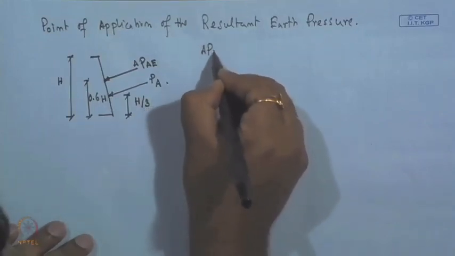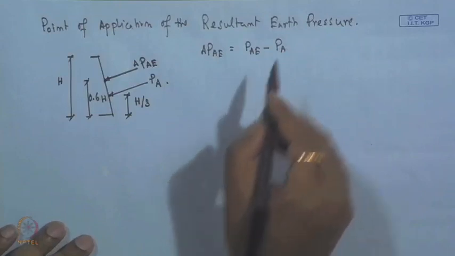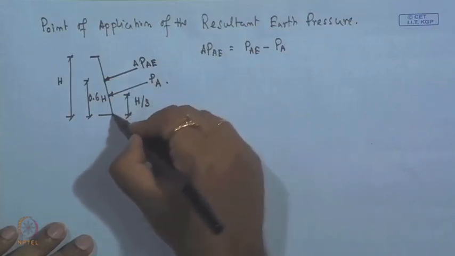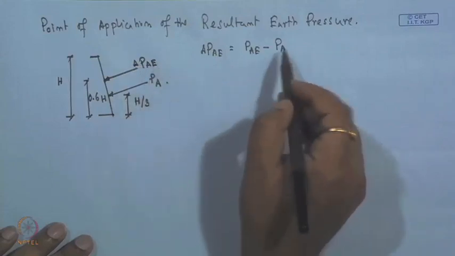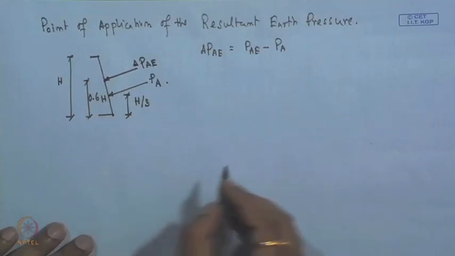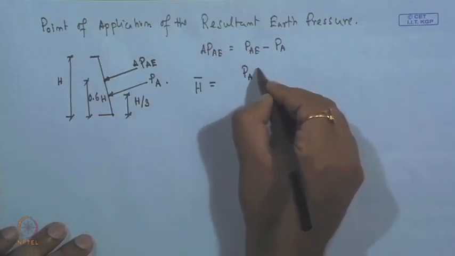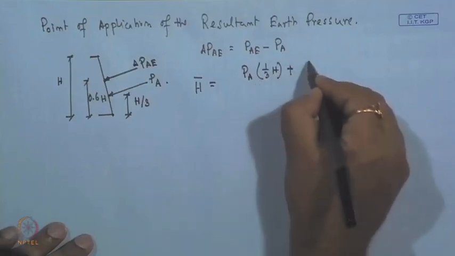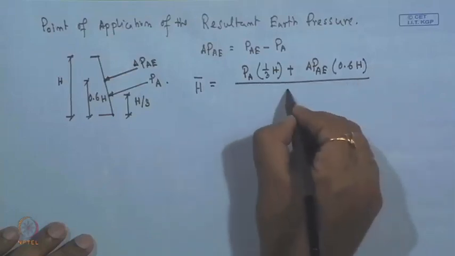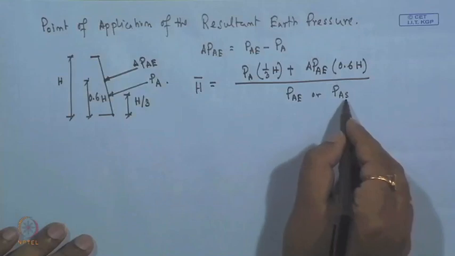Here delta P_AE is equal to P_AE minus P_A, that is, P_AE under seismic condition minus P_A, the active pressure under static condition. So, the P_A static force will act at a height of h by 3 from the base, and delta P_AE, the additional force due to the seismic condition, will act at a height of 0.6 h from the base. So, the resultant is P_A into 1/3 h plus delta P_AE into 0.6 h, and this total is P_AE or P_AS, earthquake or seismic, whatever it is, times h bar.